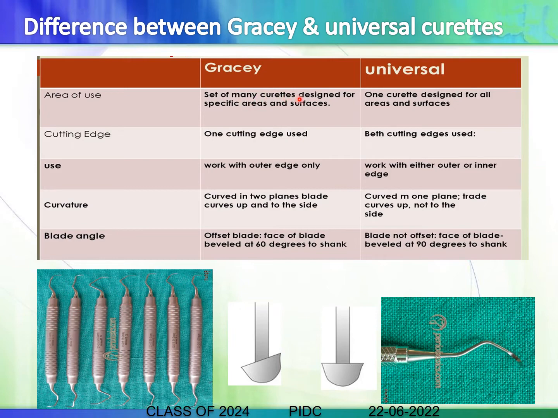A set of Gracey curettes is a set of many curettes designed for specific areas or surfaces, whereas a universal curette is one curette designed for all areas and surfaces. As for the cutting edge, there's only one cutting edge in the case of the Gracey curette, but here both the cutting edges are used. With Gracey curettes we work only with the outer edge, but here either the outer or the inner edge can be used. These are curved in two planes, and this is curved in one plane. Here the blade angle is around 60 to 70 degrees. There is an offset angle present, but here it is at 90 degrees. There is no offset angulation present.